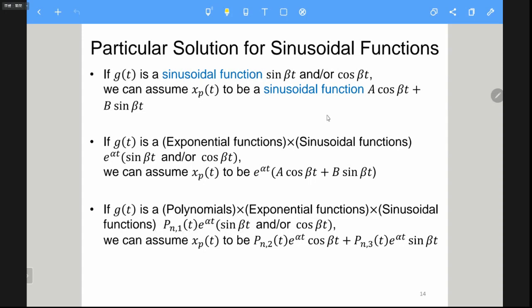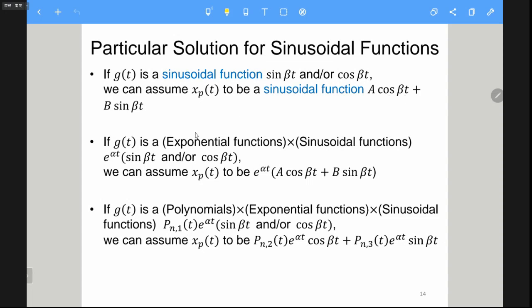So if it is a sinusoidal function, either sine of beta t or cosine of beta t, or including both of them, then you assume the particular solution to be also a sinusoidal function, a combination of cosine of beta t and sine of beta t. Even if you only have sine of beta t in the equation, you still need to assume the particular solution includes both. If the original differential equation already includes both, you still only assume these two terms.